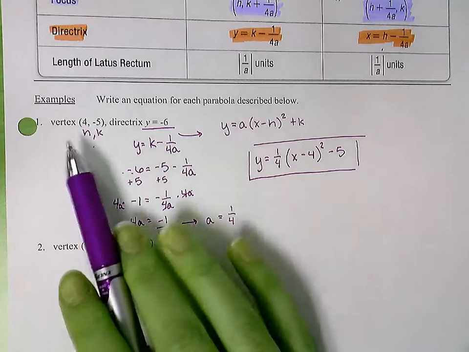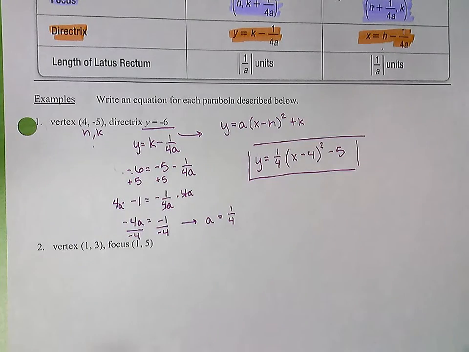Okay, so this one I had vertex and directrix. For all of these, you're going to be given two different things. So you're still going to have to figure out which form of the equation you're using. Any questions on one before I go to number 2?